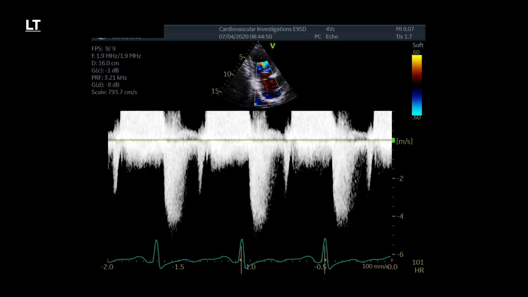Important to interrogate that MR jet in other views, and again it's showing it's a dense but kind of incomplete signal. This is probably in the moderate category.